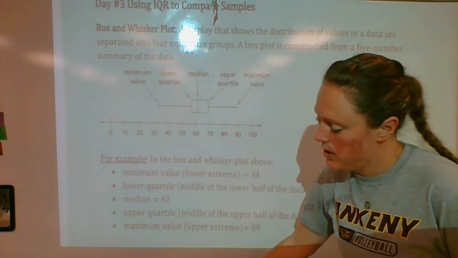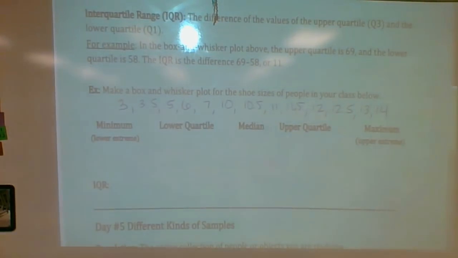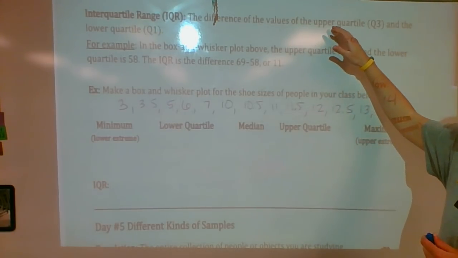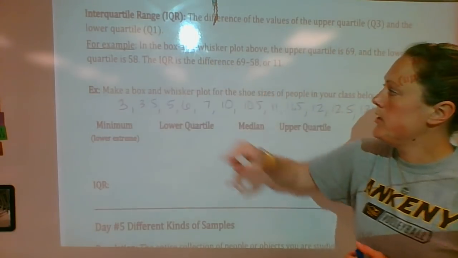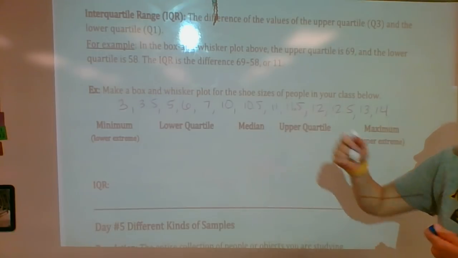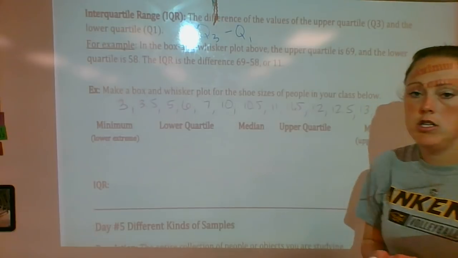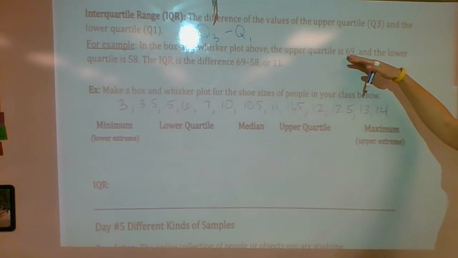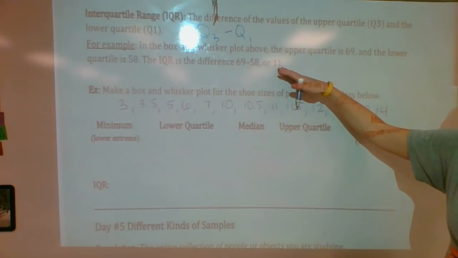Another vocab word for you to know is my interquartile range. So that's the difference between the upper quartile, and there's my abbreviation Q3, versus the lower quartile Q1. Okay, so I'm making a note to myself to remember. So it's Q3 minus Q1. So for example, that one we just looked at, the upper quartile is 69, the lower quartile is 58, so the difference between them was 11.